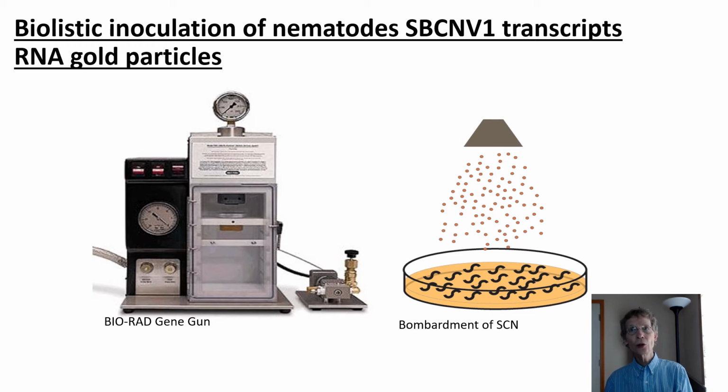To deliver the virus into nematodes, we've made a cloned copy of the virus genome, and then we take that cloned nucleic acid and coat it onto very small gold particles. And then we use this gene gun to accelerate those gold particles and shoot them into the bodies of juvenile nematodes.